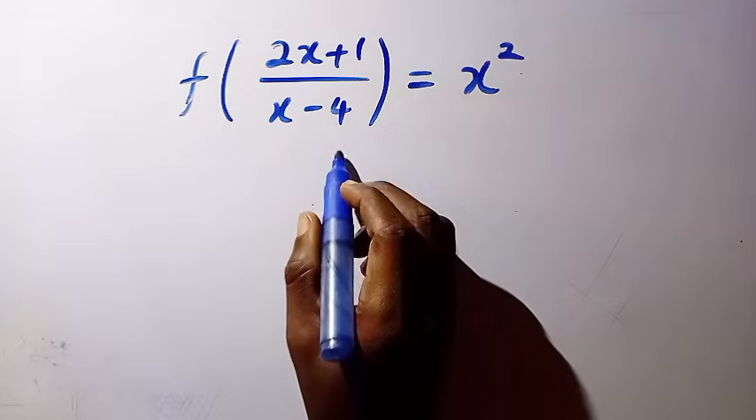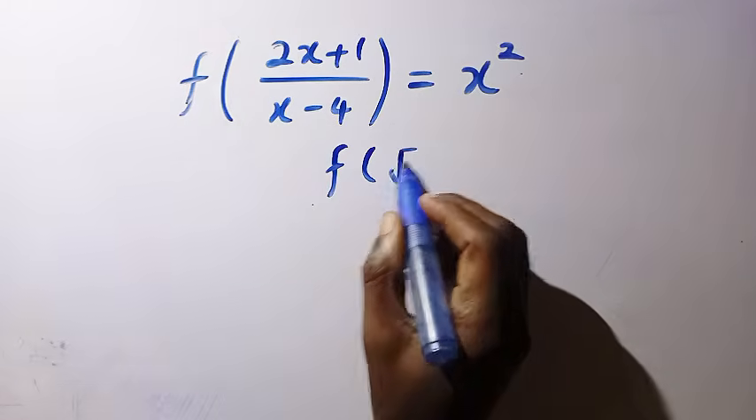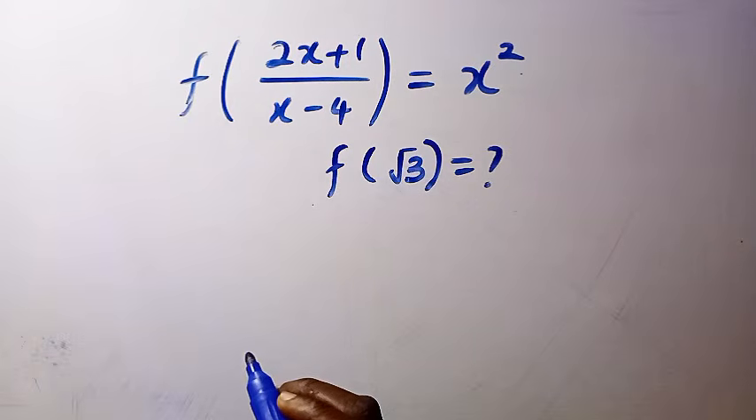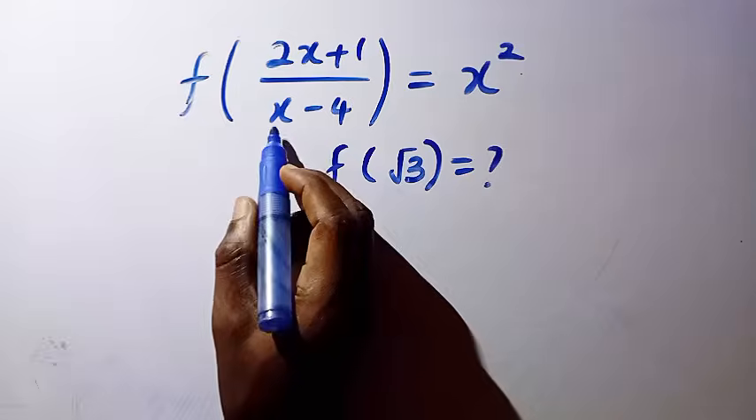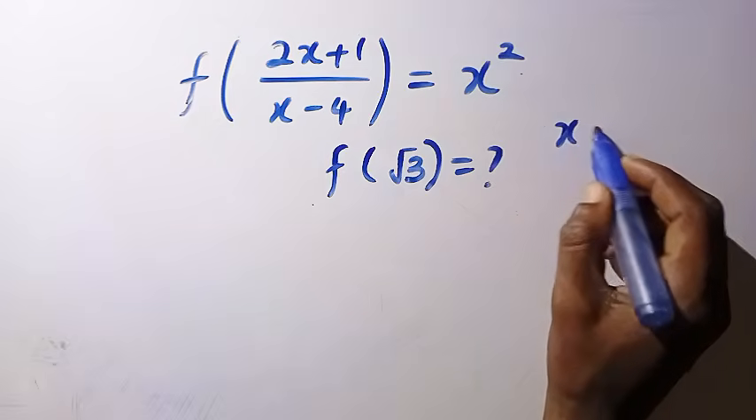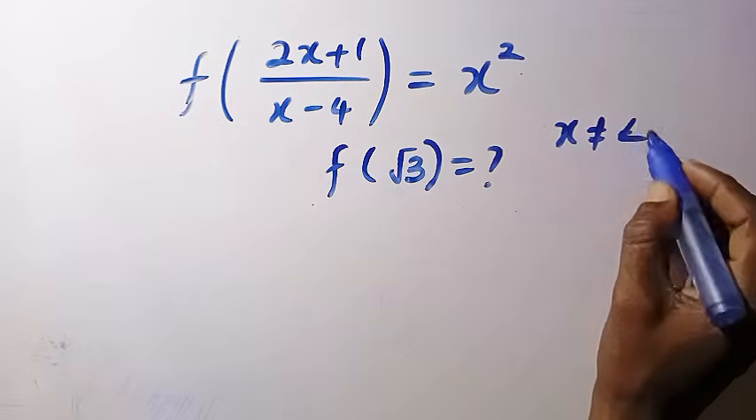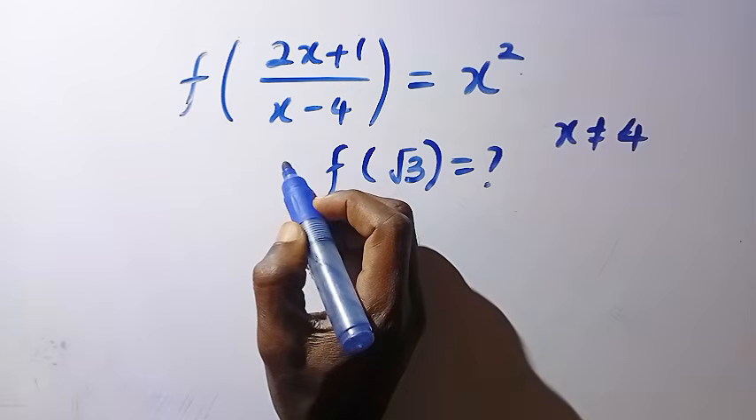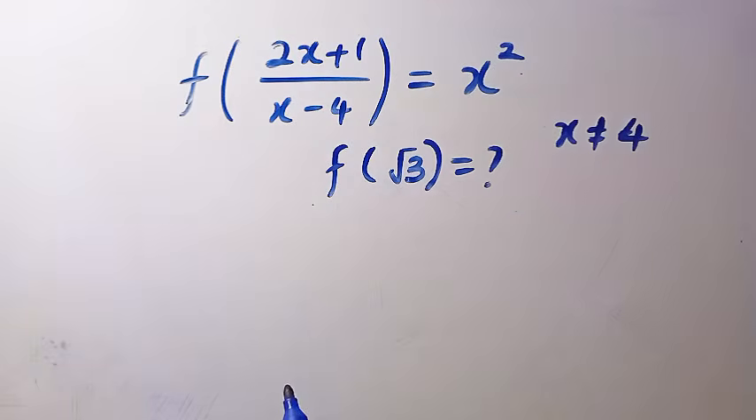We need to find f of square root of 3 in this question. This is a functional equation, and note that x here is not equal to 4, because having x equal to 4 gives us undefined. And how can we get f of square root of 3?